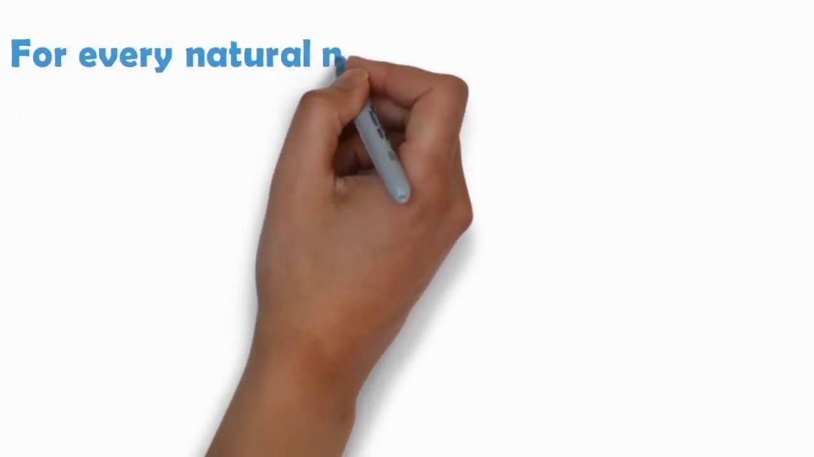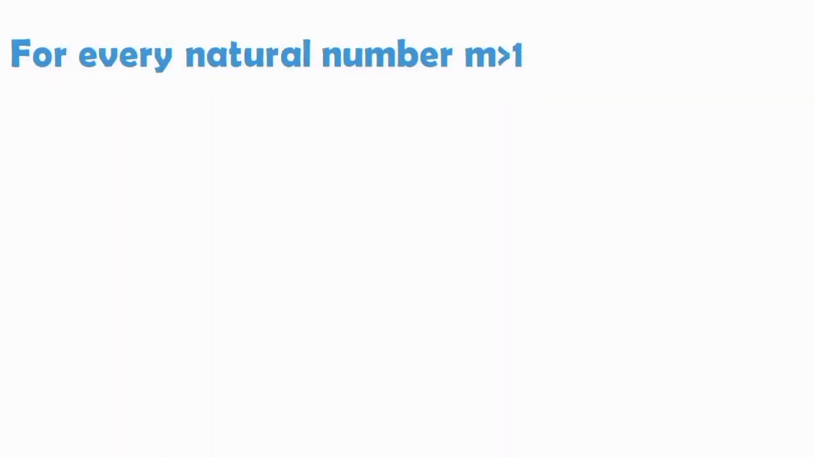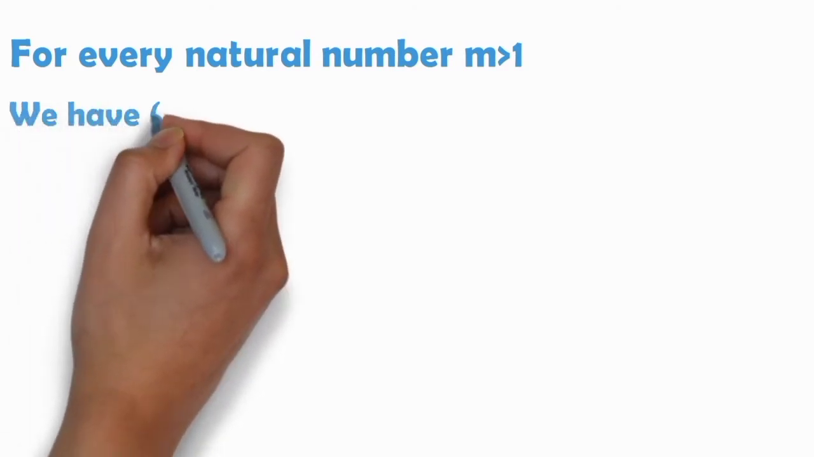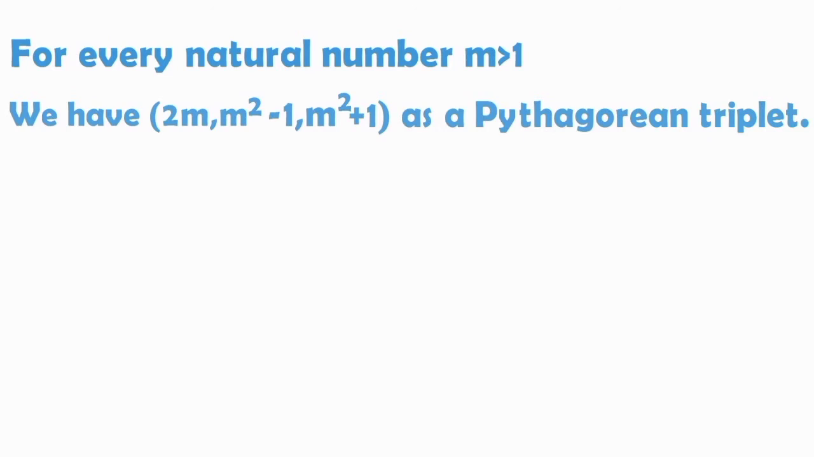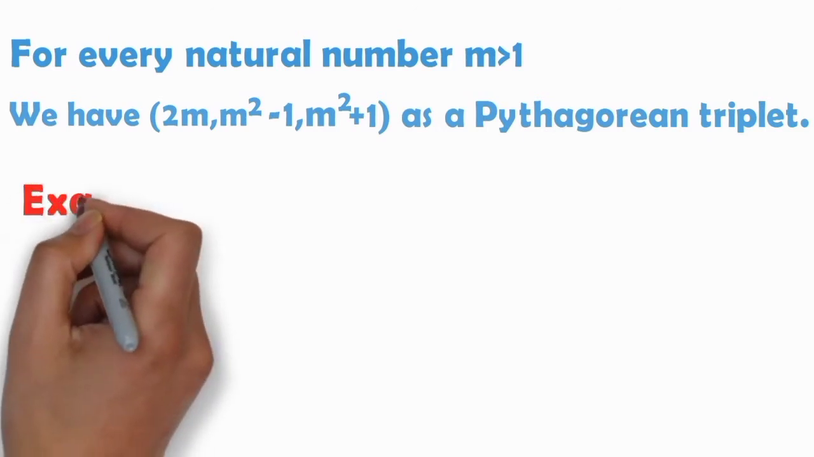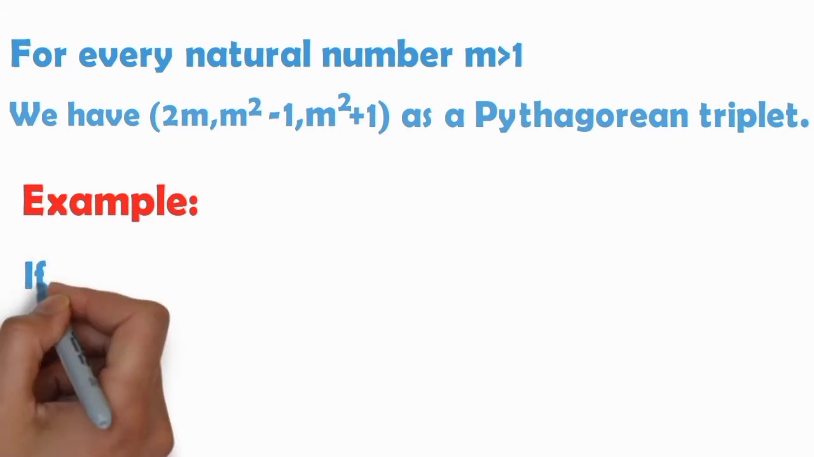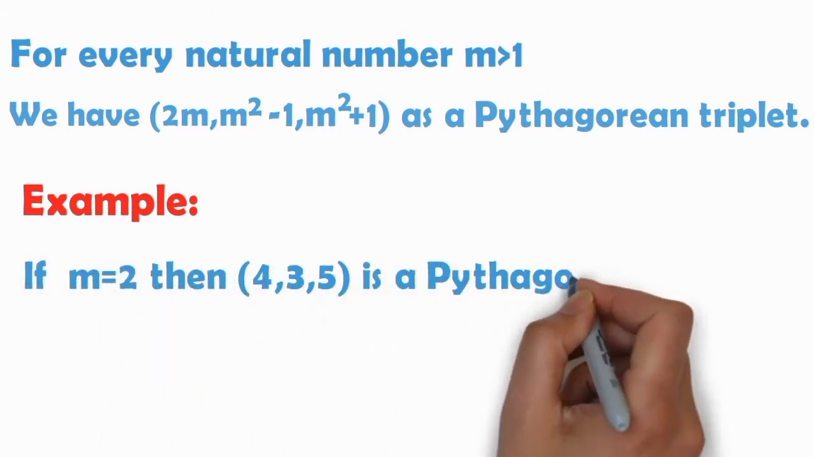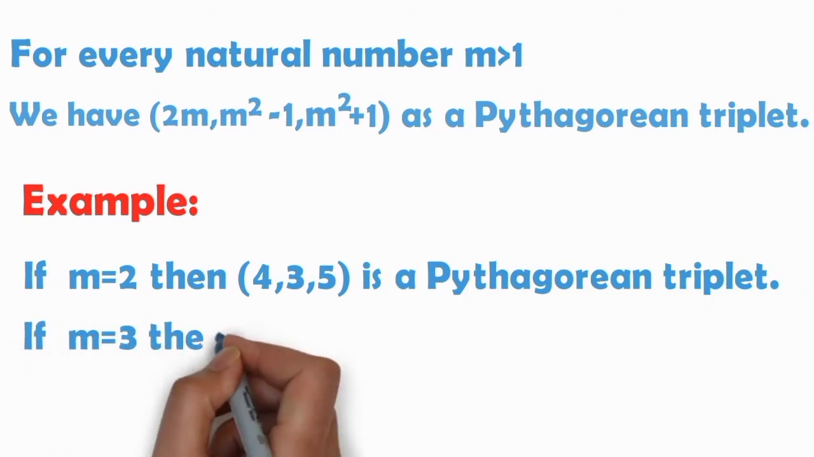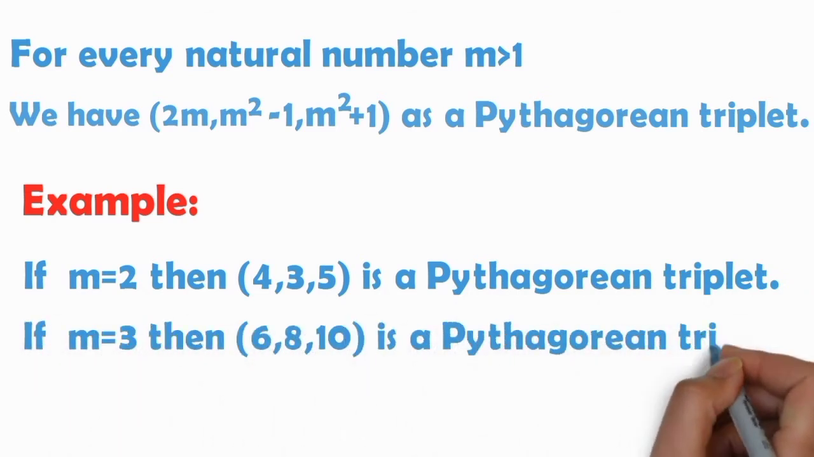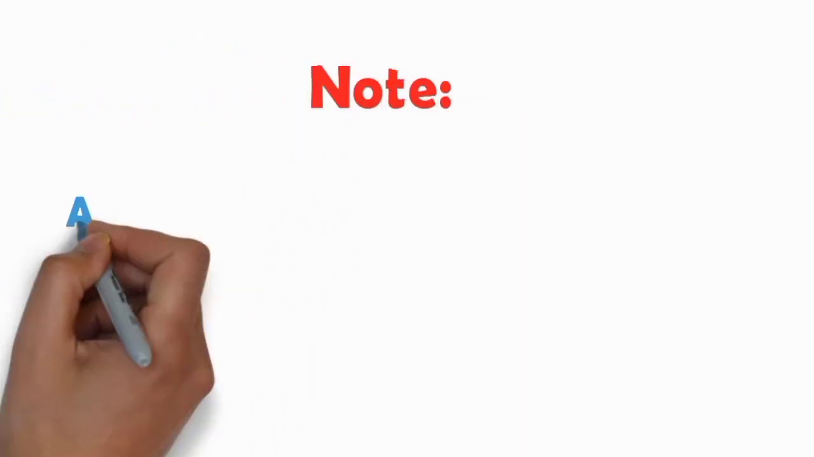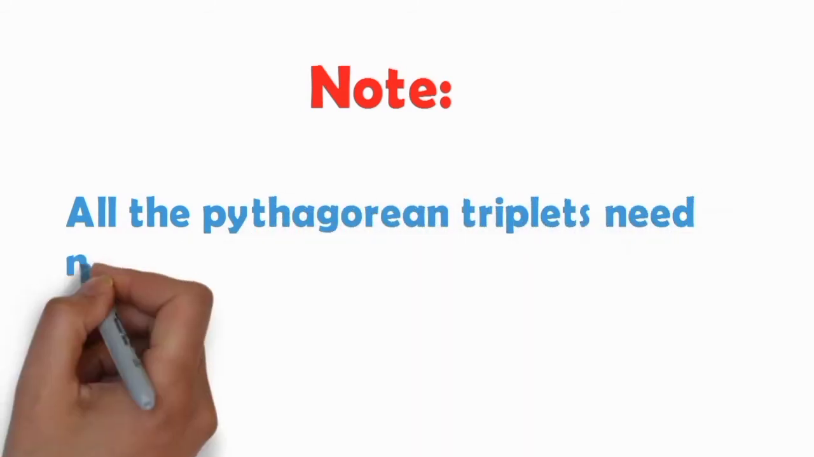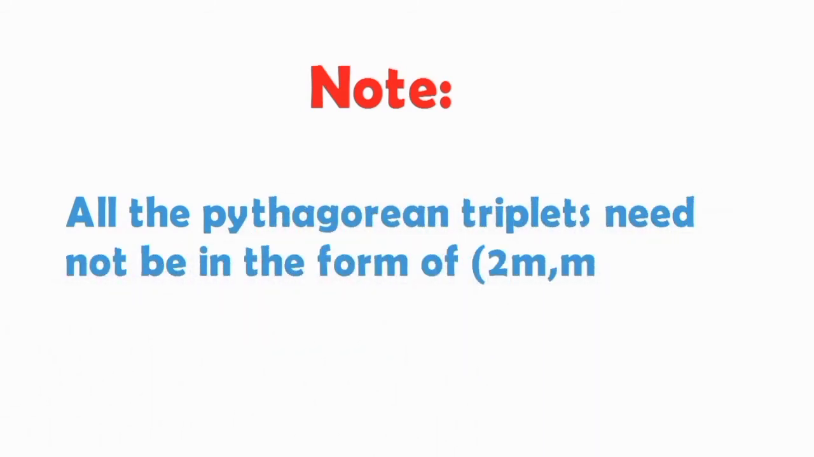For every natural number m greater than 1, we have 2m, m square minus 1, m square plus 1 as a Pythagorean triplet. If we take m is equal to 2, then 4, 3, 5 is a Pythagorean triplet. If m is equal to 3, then 6, 8, 10 is a Pythagorean triplet. All the Pythagorean triplets need not be in the form of 2m, m square minus 1 and m square plus 1.